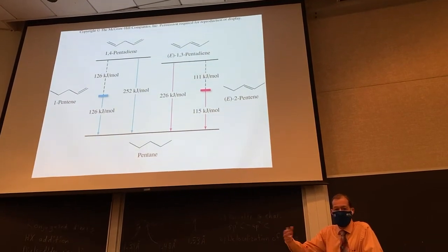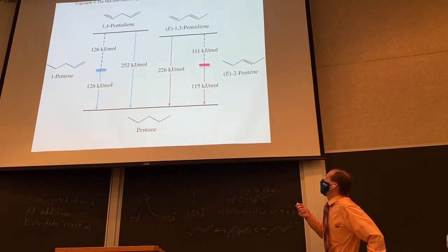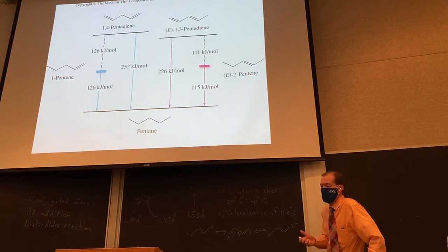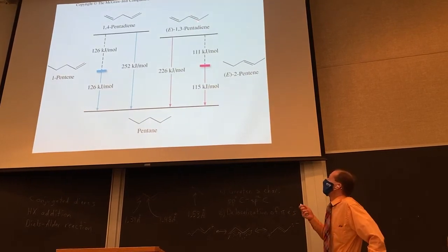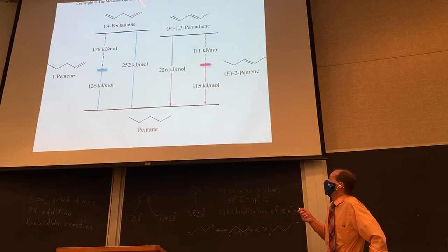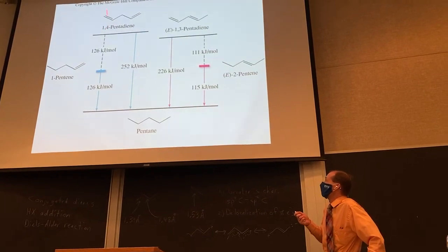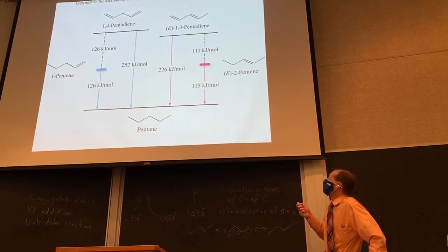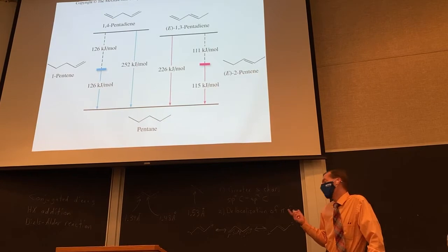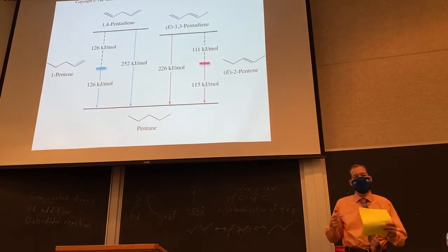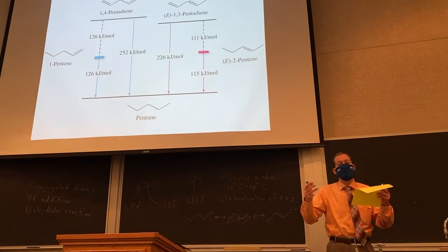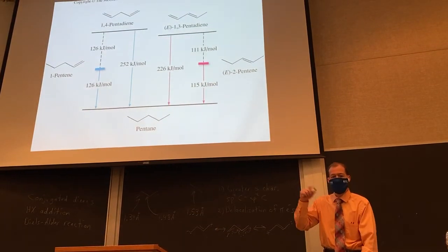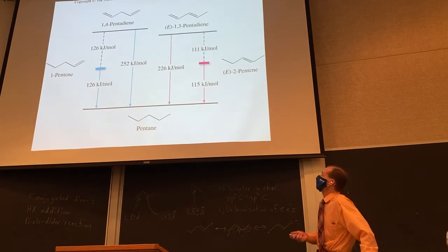One is conjugation, what we've just talked about. The other is the fact that our conjugated diene in this case has a disubstituted double bond, which is going to be more stable than the monosubstituted double bonds. 1,4-pentadiene has two monosubstituted double bonds, whereas 1,3-pentadiene has a monosubstituted and a disubstituted double bond. So how much of the difference in energy between these two alkenes is due to conjugation, and how much is due to the difference in substitution, the monosubstituted versus the disubstituted double bond?